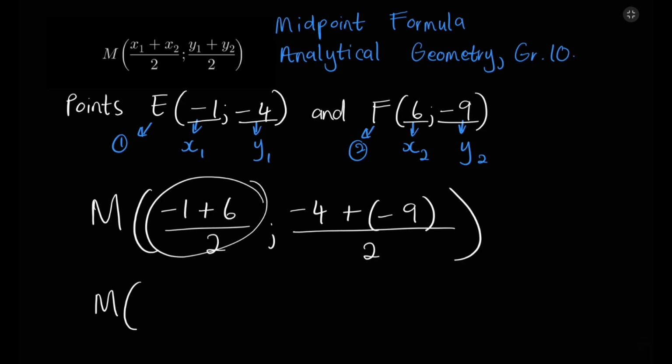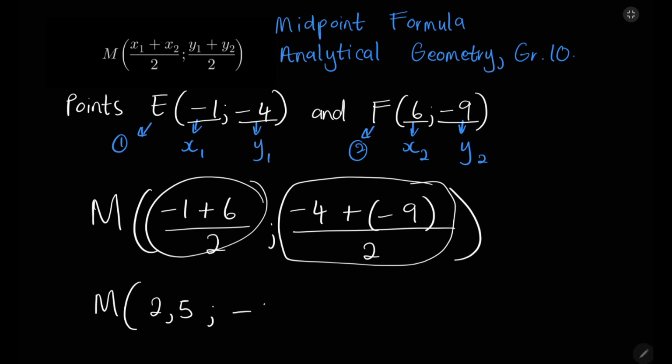However, we may write our answer as a decimal. You have to punch S, then D in a calculator. So you should get 2,5. And let's punch this in a calculator. Please make sure that you don't make any mistakes. You will get negative 13 over 2. When you punch S to D, your answer will be negative 6,5. And that is how we use the midpoint formula in grade 10 analytical geometry.